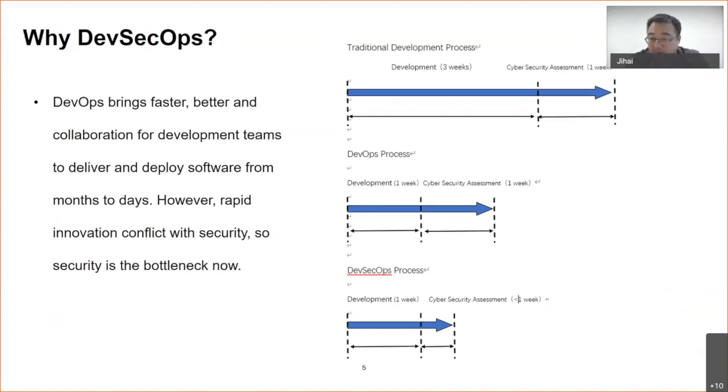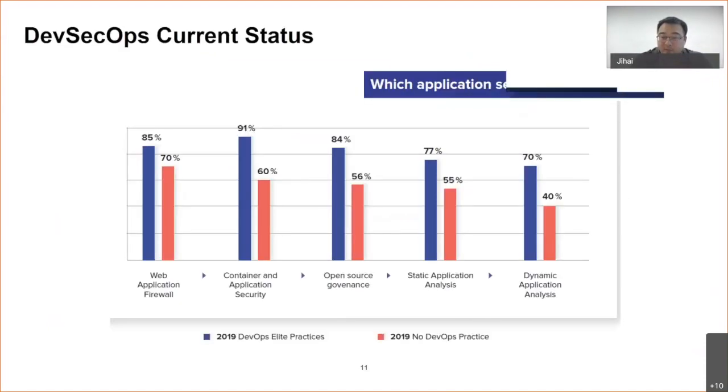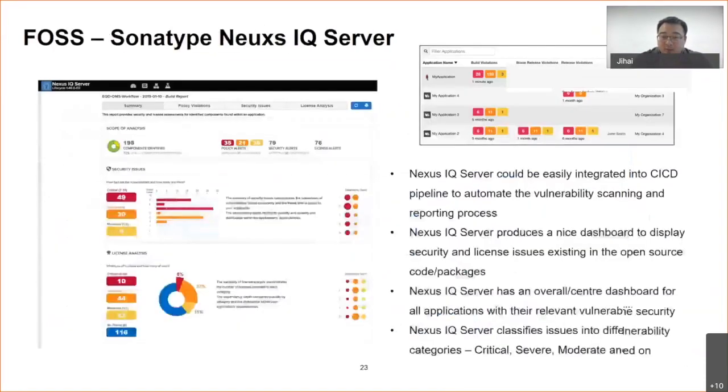But after we do this, how can we reduce the cybersecurity assessment? Because this assessment is run by cybersecurity teams. We shift left, but how can we reduce this time? So this is the reason why we need this DevSecOps maturity model. What is it used for?